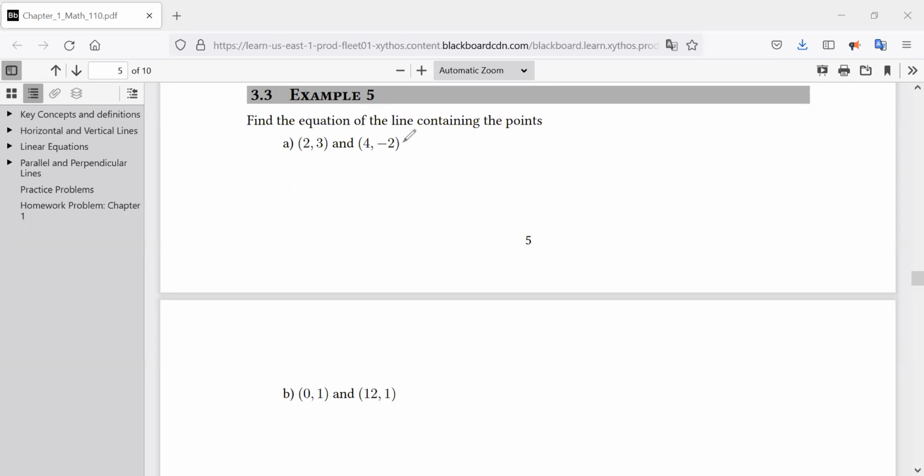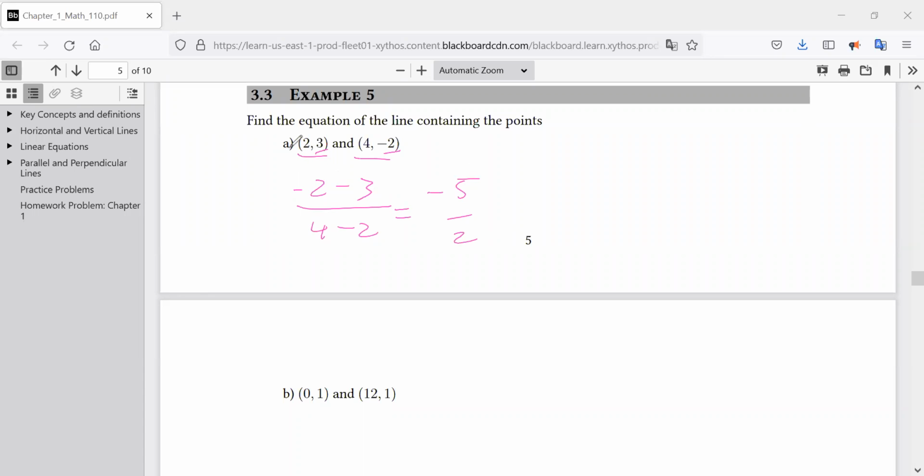We want to find the equation of a line that contains both of these points. So what's my first step going to be? Would it be to find the slope? Yeah, that's what I would do first. So let's do, say, -2 minus 3 divided by 4 minus 2. That would give us -5/2.